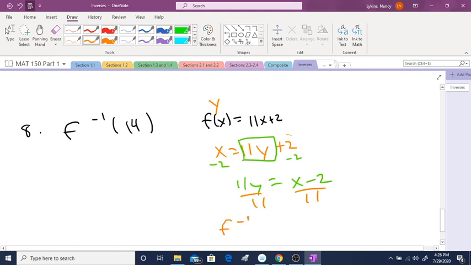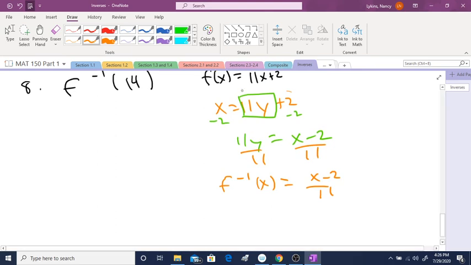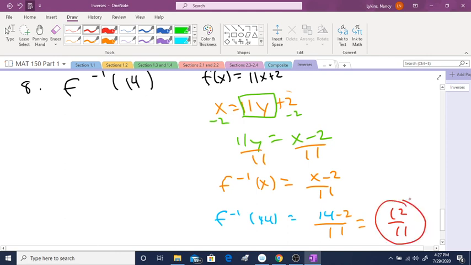So now my inverse is x minus 2 over 11. But that f inverse of 14 means I'm going to take the 14, put it in for x, subtract 2 and put it over 11, which is 12 over 11. Now, if it asks you to put it in a mixed number, or if you're asked to put it in a decimal, just do as it asks.